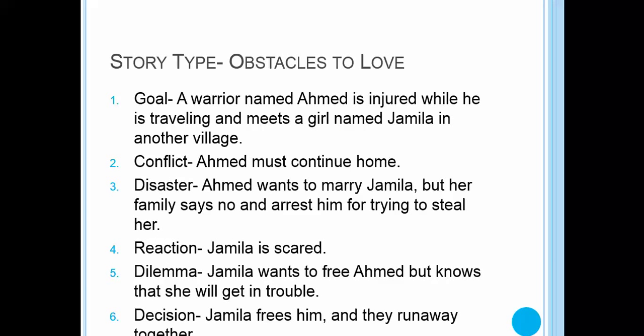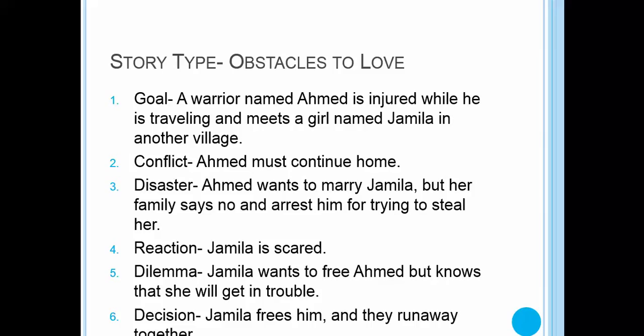So let's just say, not sure if my screen is big enough, but sorry if it's not. With this one, I'll say there's a warrior named Ahmed. He's injured while he's traveling. He meets a girl named Jamila in another village. Ahmed has to continue home, but he likes Jamila a lot because she helped him. Ahmed wants to marry Jamila, but her family says no, and they arrest him for trying to steal her.